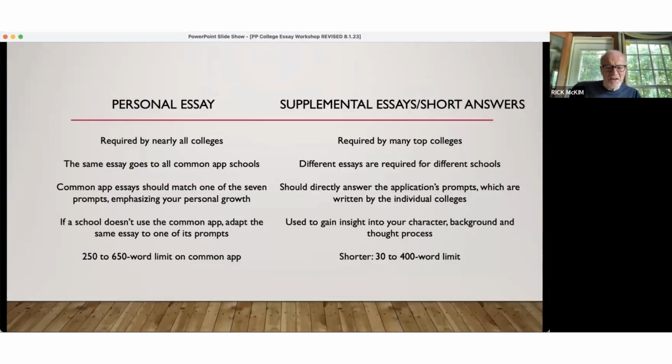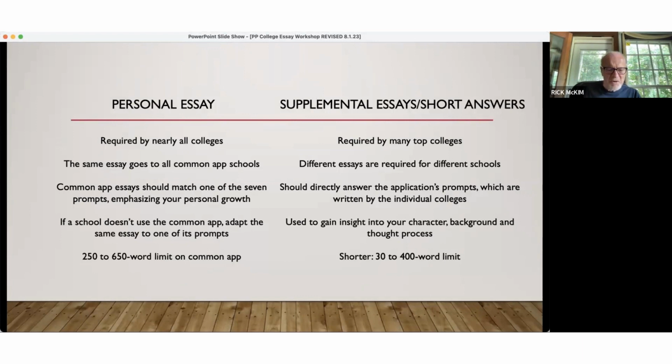Two types of essays we'll be dealing with. The personal essay, also called the personal statement, we'll use those phrases interchangeably. And that's the Common App essay, as it's usually known, required by nearly all colleges. The same essay goes to all Common App schools, just like the same Common App goes to them all.